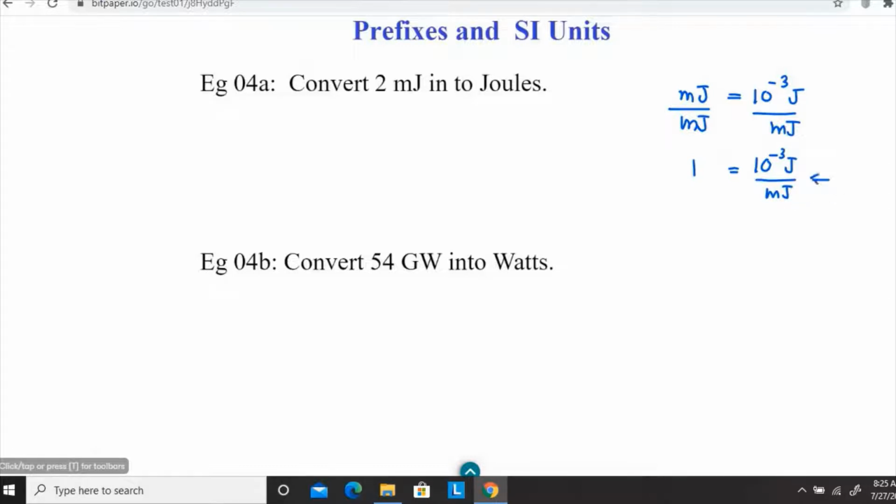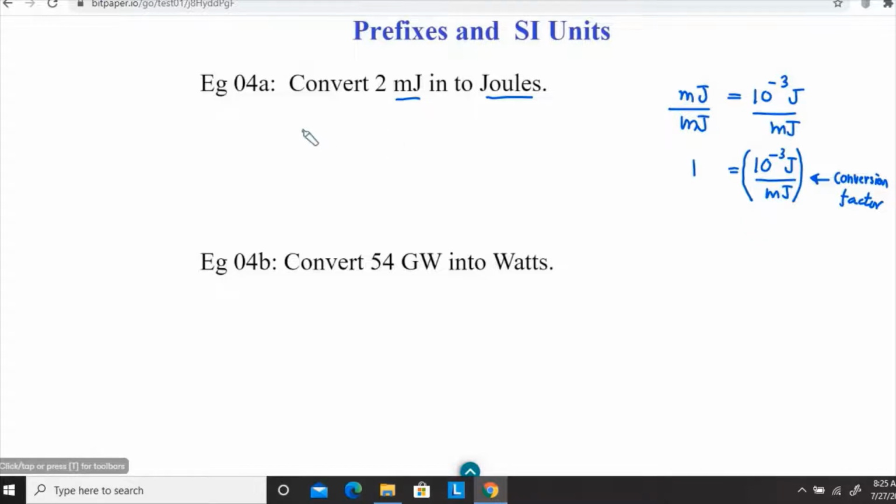Now this term, this fraction on the right hand side is called the conversion factor. We need the conversion factor to make the change from millijoules to joules. Now this example is a very straightforward one, but later on I'll do some complicated ones where you'll see the importance of identifying the conversion factor and multiplying by the conversion factor in order to make the change, the transformation.